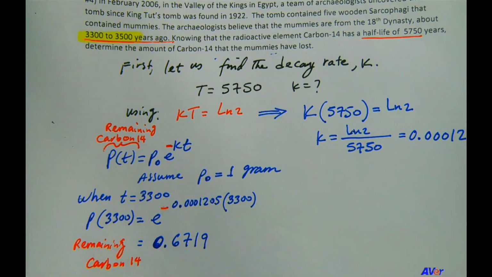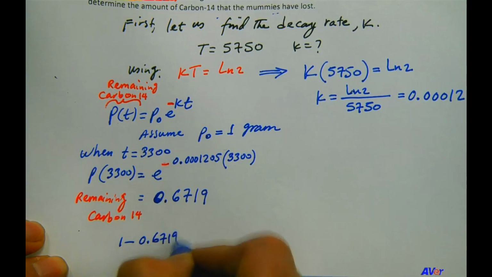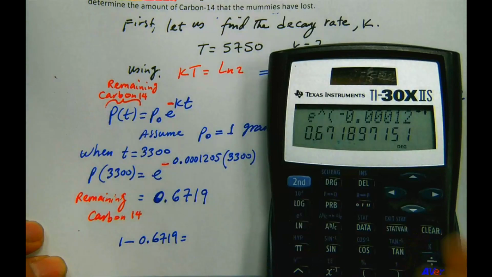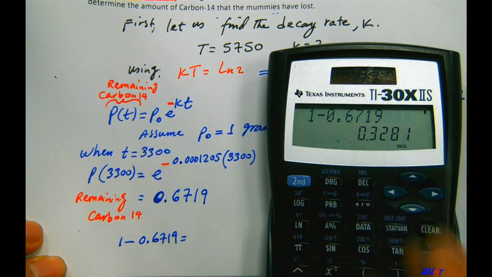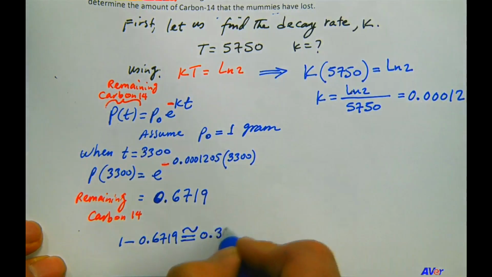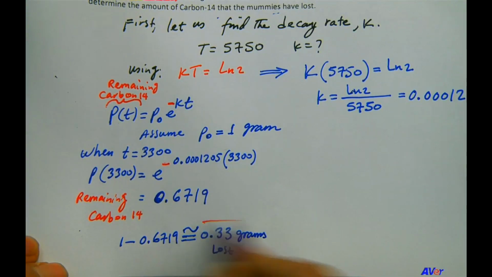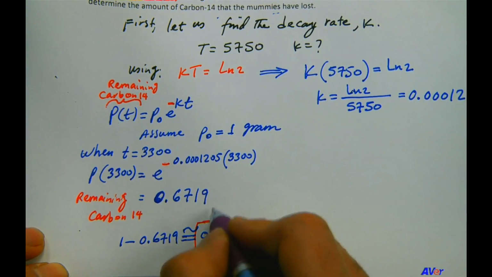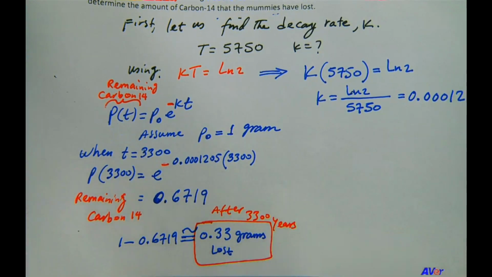So how much was lost? 1 minus 0.6719. That much was lost. About 0.33 grams was lost after 3,300 years. Okay, so let's do the same thing.